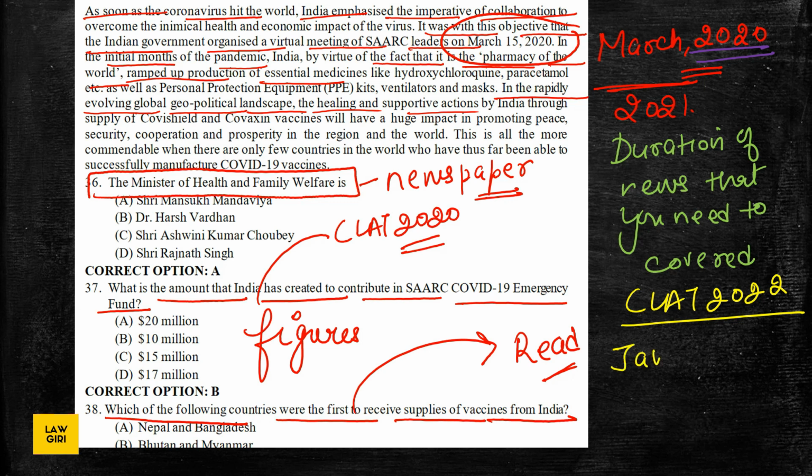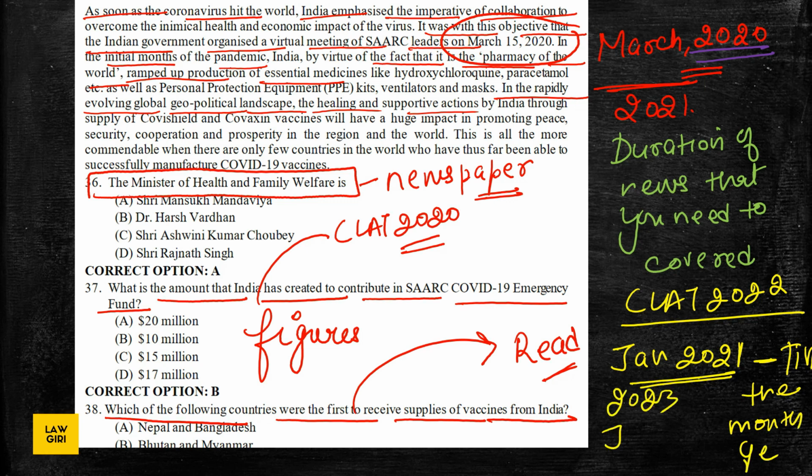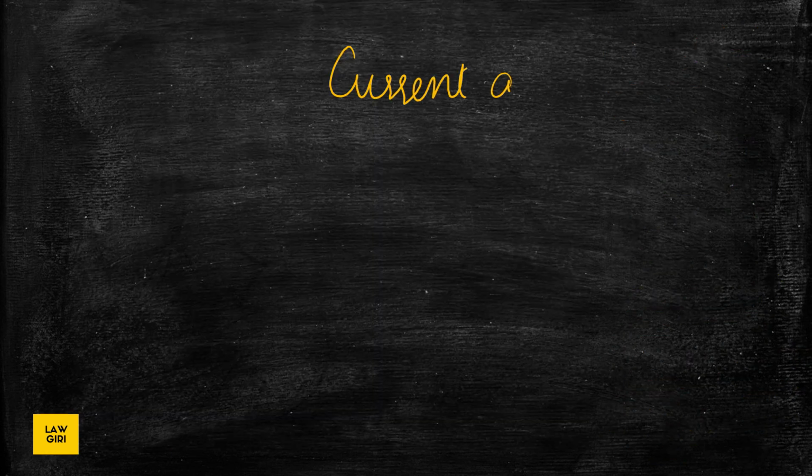This means you need to at least cover, on the safe side, the news from January 2021 till the month of the exam. For 2023, you need to cover from January 2022 till the exam. This is what is to be on the safe side. To be on the safe side, this is how to cover previous months' current affairs.